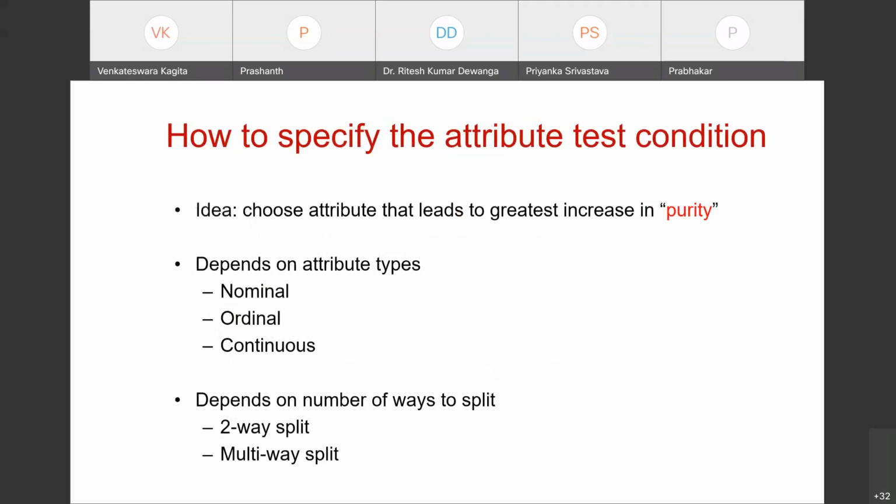The idea is to choose the attribute that leads to the greatest increase in purity. We have seen what purity is, right? So we select the attribute that leads to the greatest increase in purity. It also depends on the attribute types. We specify the attribute test condition based on the attribute type. For example, nominal, ordinal, continuous. There are different types of attributes. Continuous is the continuous value that we have already seen. Ordinal and nominal are discrete values.